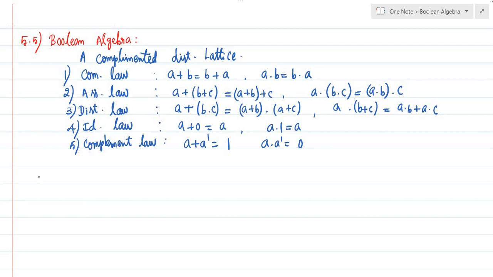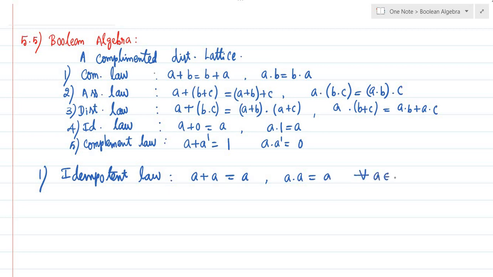Next, we discuss some theorems. Theorem number 1, idempotent law. I am going to explain only the statements now. We move on to the problems directly. First one, idempotent law. As we studied already in unit 4, here also the idempotent law is defined like A plus A is equal to A and A dot A is equal to A. This is true for all A belonging to capital B. The very first theorem, that is the idempotent law.